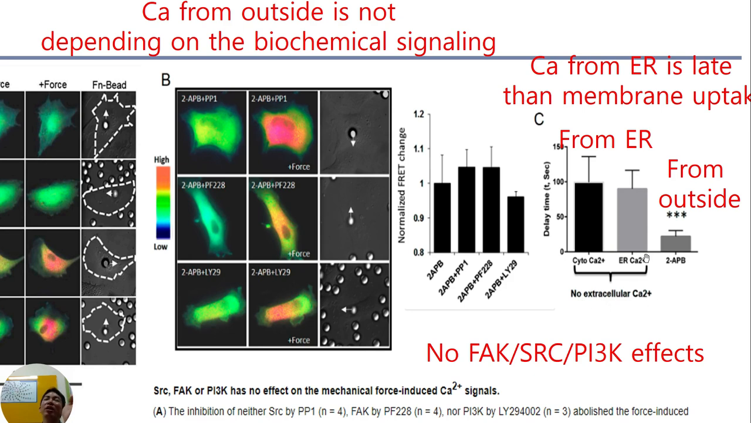But when they measure in the same manner under 2-APB, when they deplete the calcium in ER and then induce the force on the cell membrane, only 20 seconds of delay. Twenty seconds later, calcium oscillation happens. This is from outside to the cytosol, which means that when you induce force on the cell membrane, first it is media to cytosol, and then ER to cytosol later. Okay, they have some sequence.